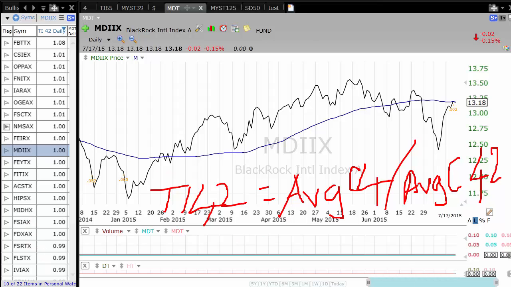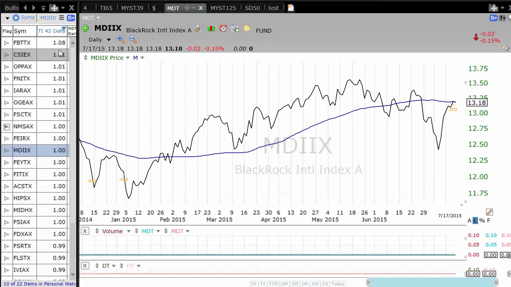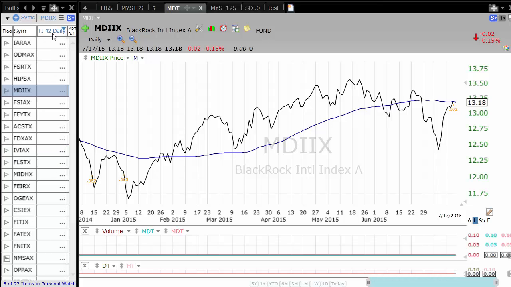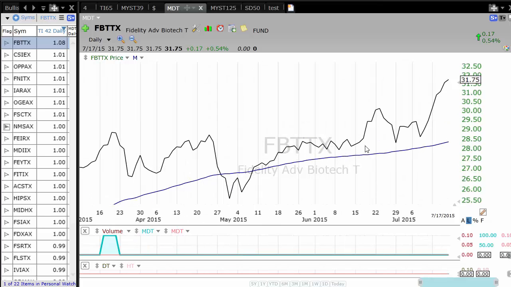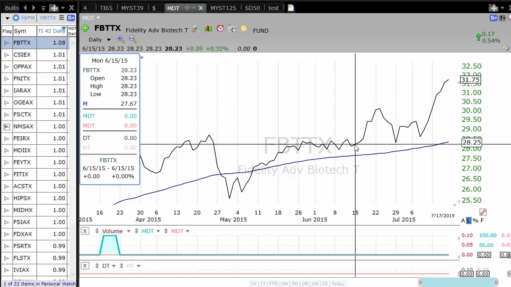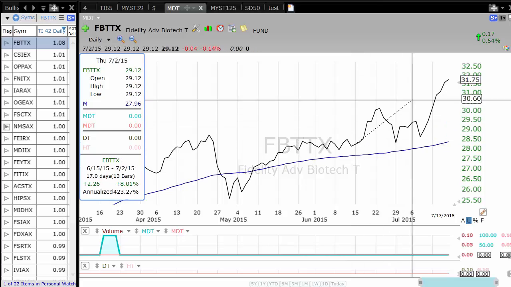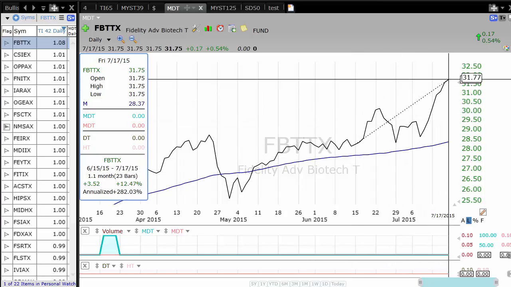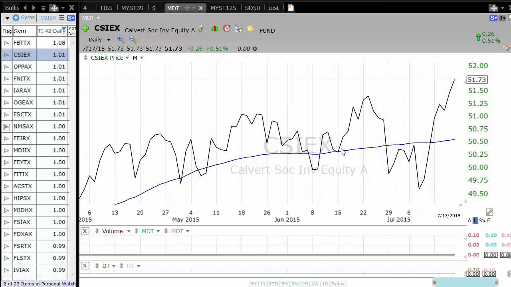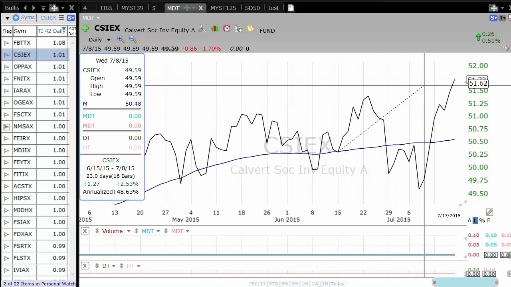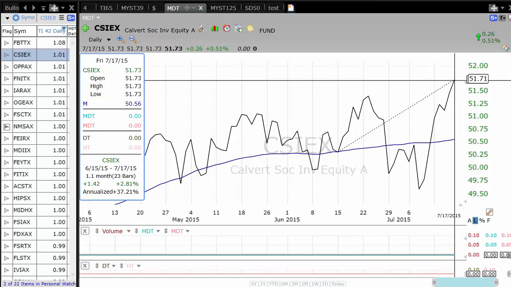If you look at these funds using that TI42, and I have sorted by that, what you will see currently is that the number one ranked fund is Fidelity Advisor Biotech Fund, FBTTX, and this is the fund in which I have been invested since around the middle of June, because it was ranked number one even then. In a span of a month, it has made a 12.47% move. As against that, the number 2 ranked fund, for the same period, has made only a move of less than 3%.